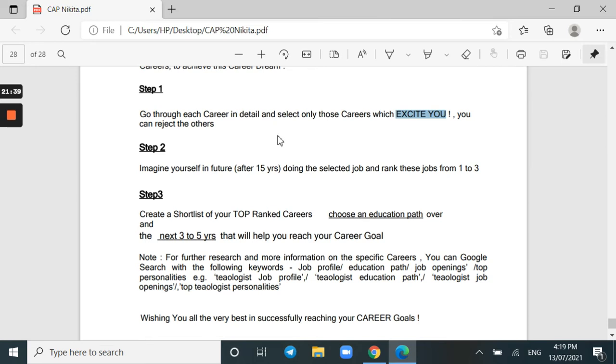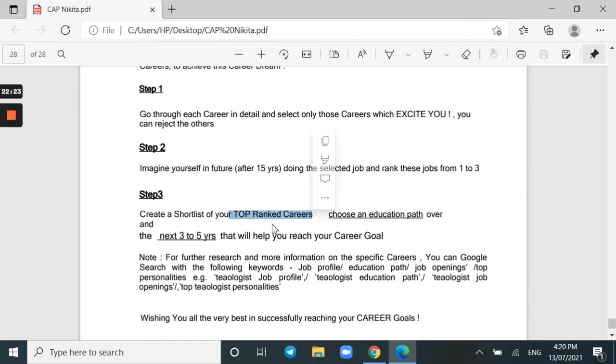And once you get those careers which excite you, then you need to look at it from the second step, where you imagine yourself working in the future in a particular company in that role, as that career, let's say after 15 years, and see how much you like it. So you rank your liking for that career from 1 to 3. 1 would be the top rank, that I would like to work as this, and 3 would be the second level, third level. So what happens is you create that 1, 2, 3 among the selected 8 or 10 careers, and then find out from those shortlisted careers the top 3 careers that you would like to focus on. So find out the top ranked 3 or 4 careers.